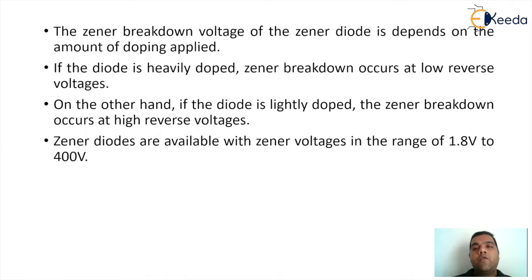The Zener breakdown voltage of the Zener diode is dependent on the amount of doping level applied. If the doping level is very high, then the Zener breakdown may occur at lower reverse voltages. On the other hand, if the Zener diode is lightly doped, then the Zener breakdown will occur at high reverse voltages. Normally, Zener diodes are designed such that the reverse Zener voltages range from 1.8 volts to 400 volts.